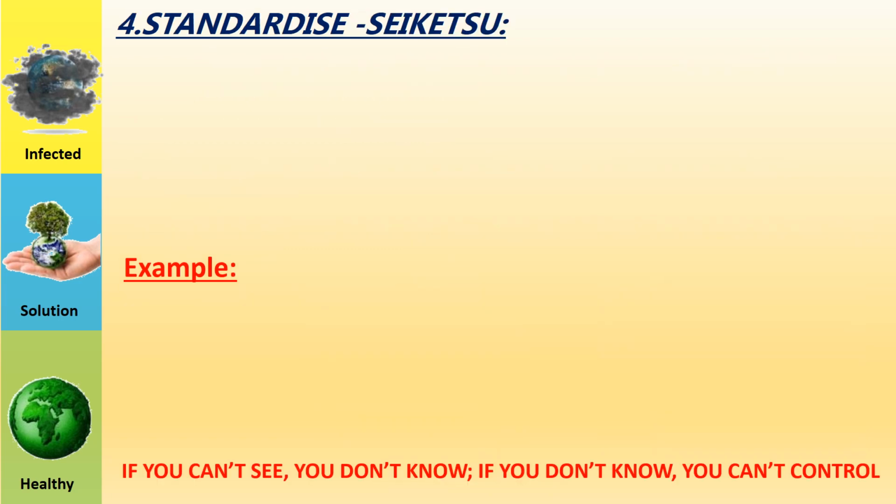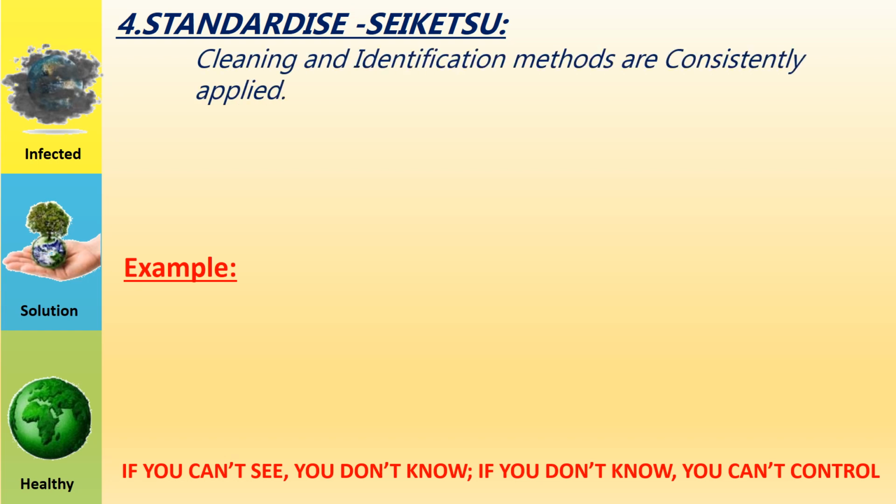Fourth S, Seiketsu. Cleaning and identification methods are consistently applied. What you see in the third S is cleaning, inspection, and identifying the source of contamination. If the cleaning and identification of sources of contamination are not done for a particular period of time, the total 5S methodology we applied might collapse. So the fourth S, standardize, is the crucial part while we are applying the 5S methodology.